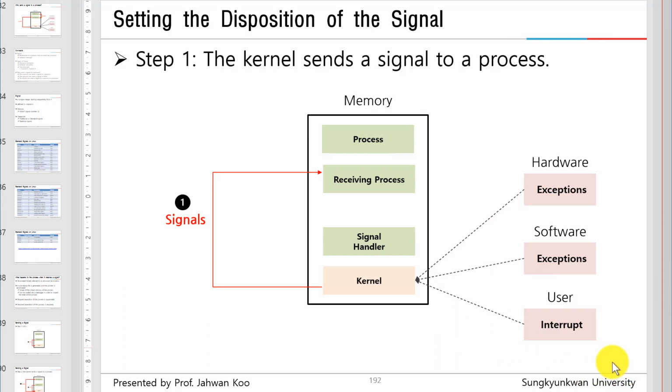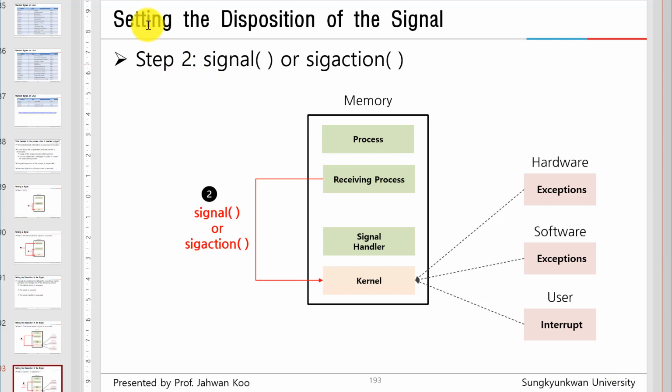There are two methods to set the disposition of the signal. One is to use the signal system call. The other is to use the sigaction system call. The signal system call is the original API for setting the disposition of the signal. However, the sigaction system call is a more preferred API than the signal system call because of portability issues.